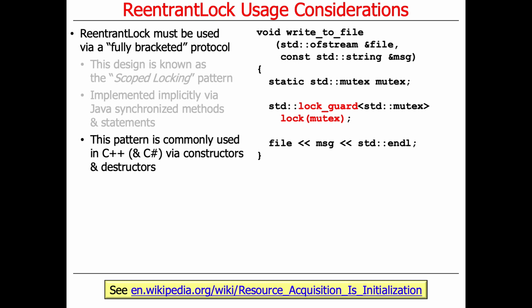So in C++, they have this concept of a lock guard, where you come in and you automatically acquire the lock in the constructor, which is an idiom in C++ known as resource acquisition is initialization, or RAII. And then when you leave the scope in which this lock guard was defined, its destructor automatically unlocks the lock. That's a very common idiom.